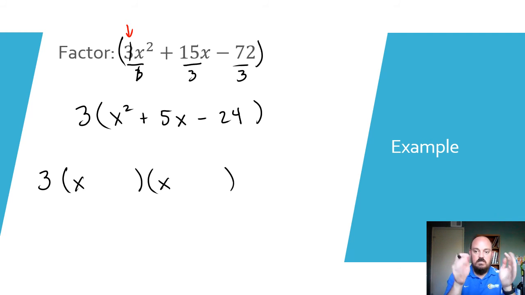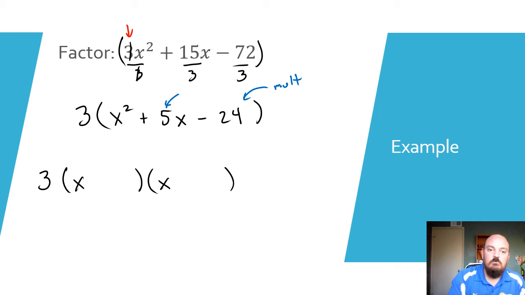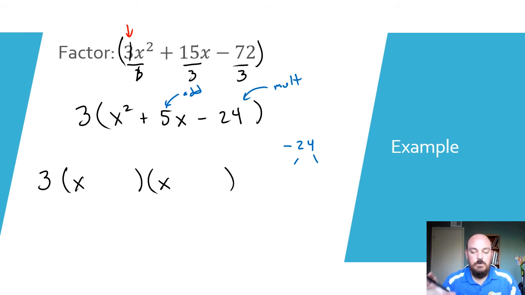Then I'm going to have x plus or minus some number and another factor with x plus or minus some number. And to figure out what those numbers are, we are looking for 2 numbers that multiply to negative 24 and add to positive 5. So let's do this. Let's start with the negative 24 and make a factor tree. See, I did not want to make a factor tree with the 72. Now I do with the 24.